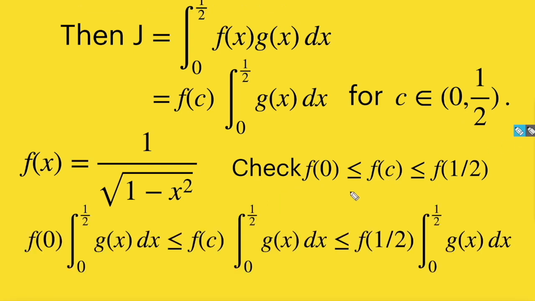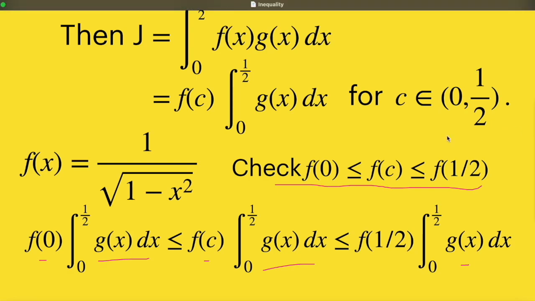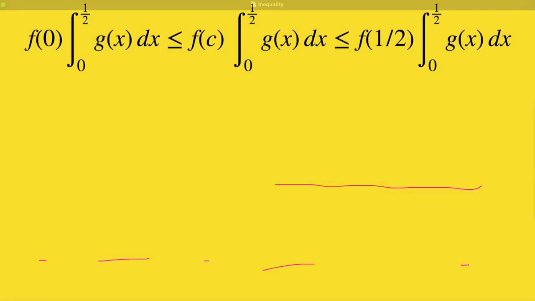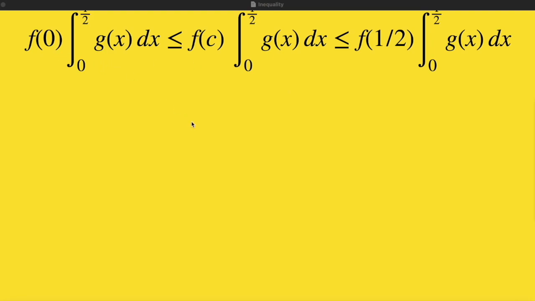Now multiply this inequality by the integral from 0 to half of g(x) dx. So this becomes f(0) times the integral from 0 to half of g(x), then f(c) times the integral from 0 to half of g(x) dx, and f(half) times the integral from 0 to half of g(x) dx. Okay, so we shall go to the next page now. So this is f(0) times the integral of g(x) dx, f(c) times this.